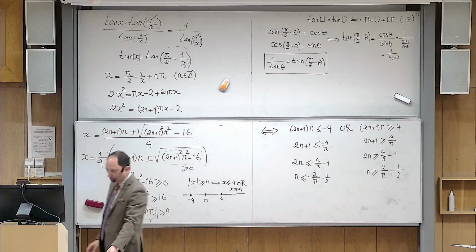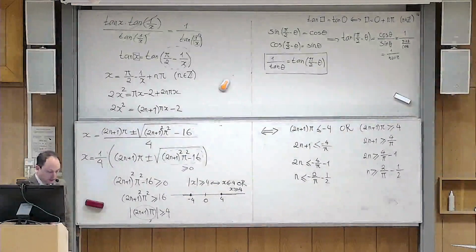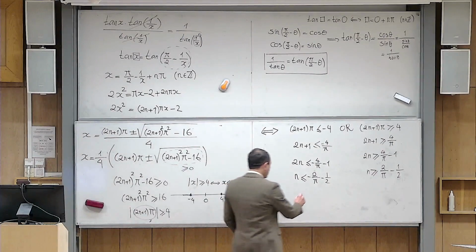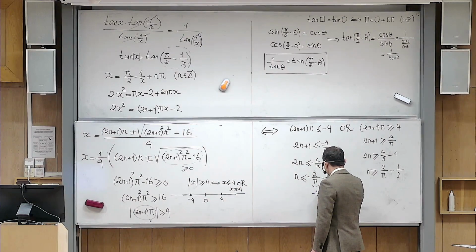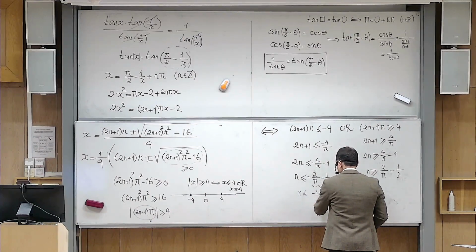So let me just do this using GeoGebra. Okay, so I am on GeoGebra now. So I calculate that number. It is minus 2 divided by pi, and then minus 1/2. And then I click on this approximation. So I get minus 1.14. Okay, so this number is minus 1.14. n should be less than or equal to minus 1.14.